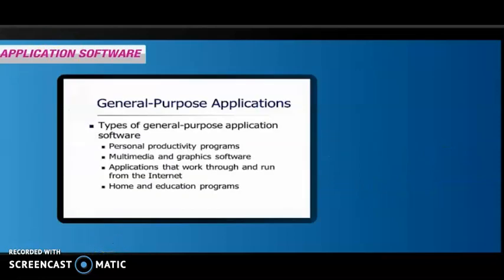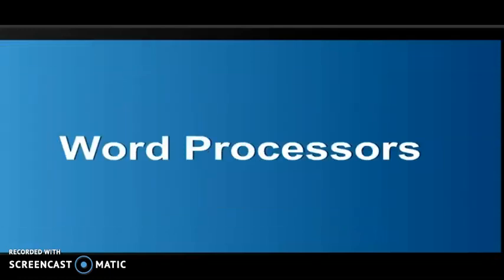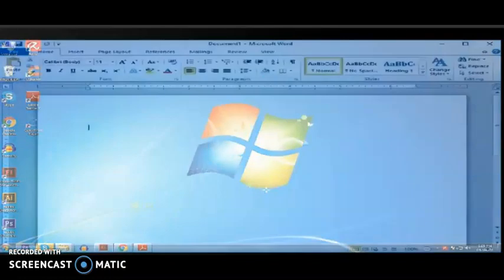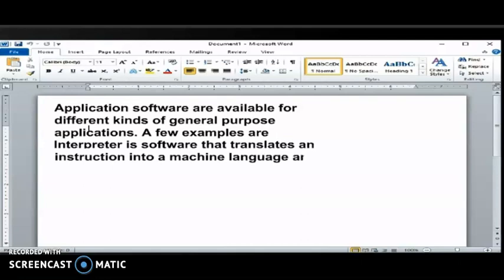So what's the general purpose of the software? I'm asking, what is the general purpose of the software? Application software is of a type of general purpose: personal productivity, multimedia we can create, we can run with the help of the internet also. Then word processor, that is not for you. So applications are available for different general purposes. A few examples are interpreter and compiler.